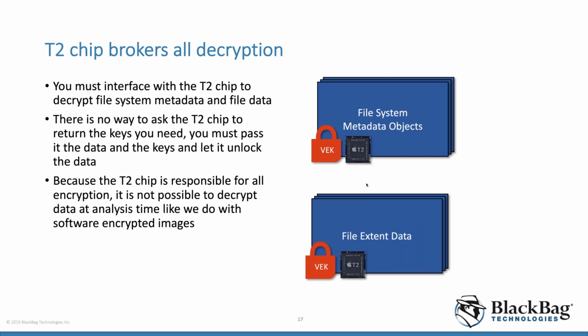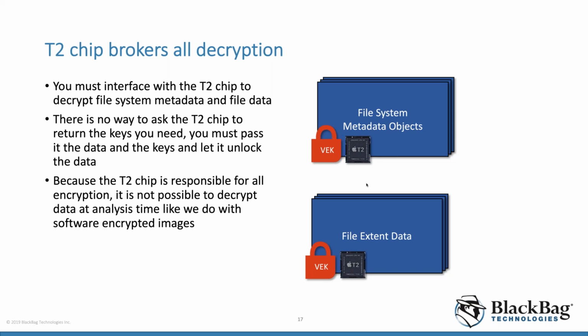And after we've gotten these protected keys from the keybags, using the T2 chip to decrypt the keybags for us, you still need to interface with the T2 chip to decrypt all the file system and metadata blocks. There's no way to ask the T2 chip to return these keys, so you can do it at analysis time. You actually have to pass the encrypted data and the protected keys to the T2 chip, and what you're going to do is get back a decrypted version of that information from the T2 chip itself. Because the T2 chip is responsible for all of the encryption, it is not possible to decrypt this data at analysis time like we can do with software encrypted images.